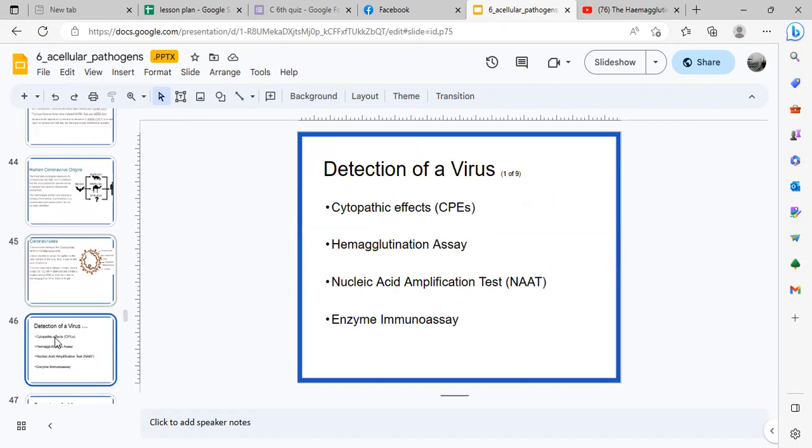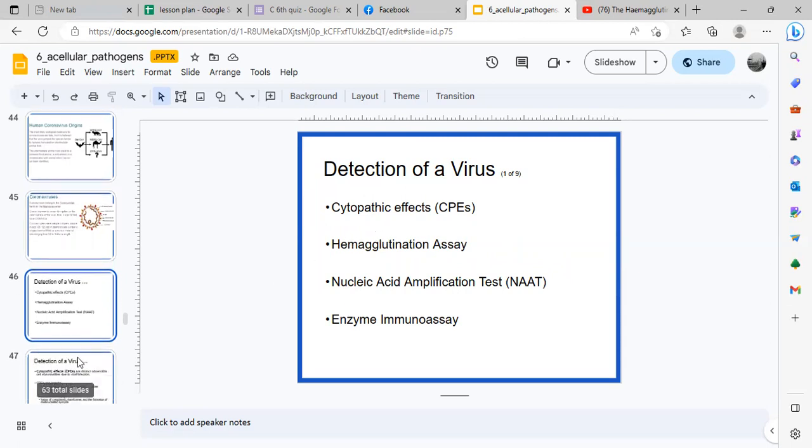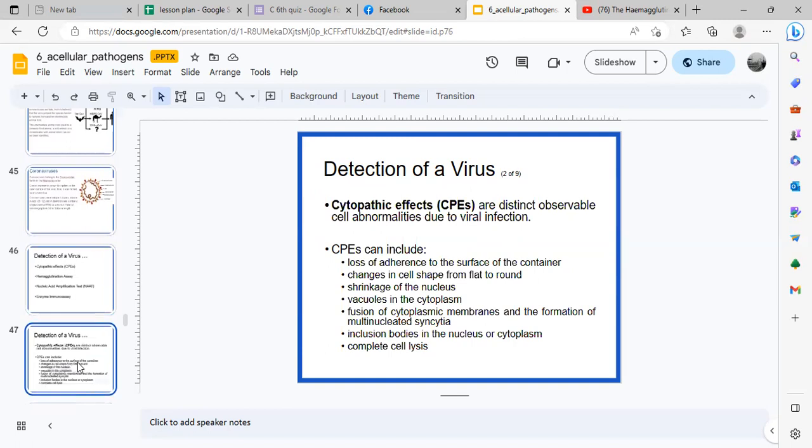So let's discuss detection of the virus. Okay. So the cytopathic effects first, no? From the term itself, it discusses the cell and what happens, or the pathogens that can cause deformation in the cell, no?